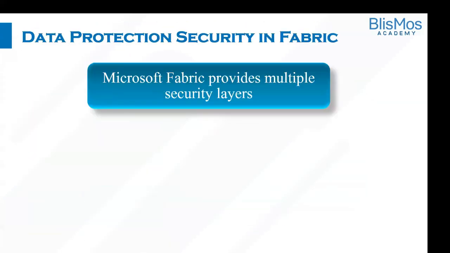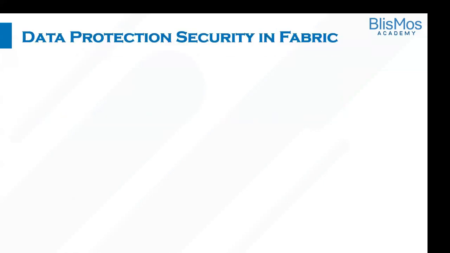Okay. Now we understood two aspects of three dimensions. One is workspace, second one is item. Within that item, we discuss various aspects. Item permissions can be given by the UI in the fabric, or you can also do it through granular permissions through T-SQL. Now the last one there is data protection security in fabric.